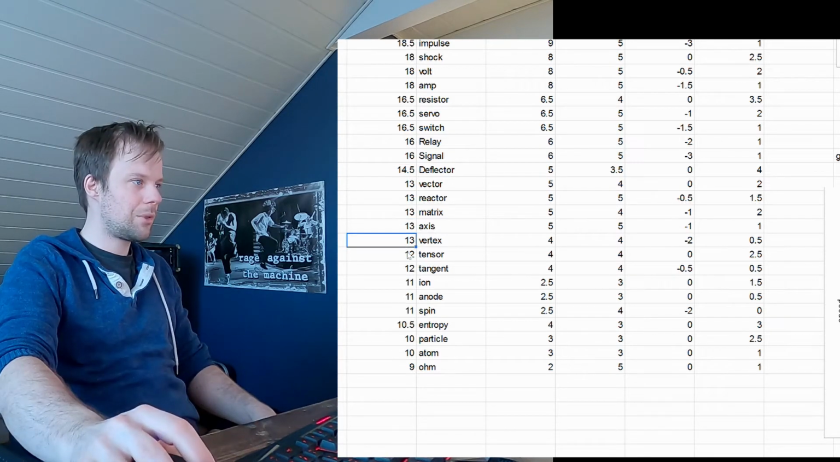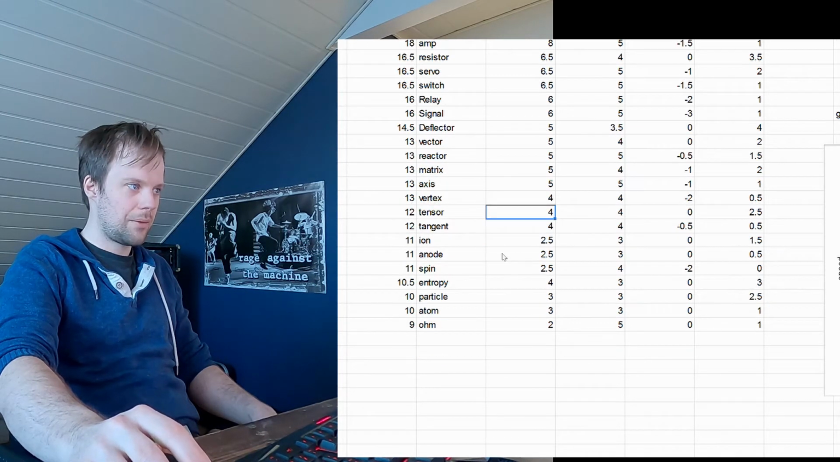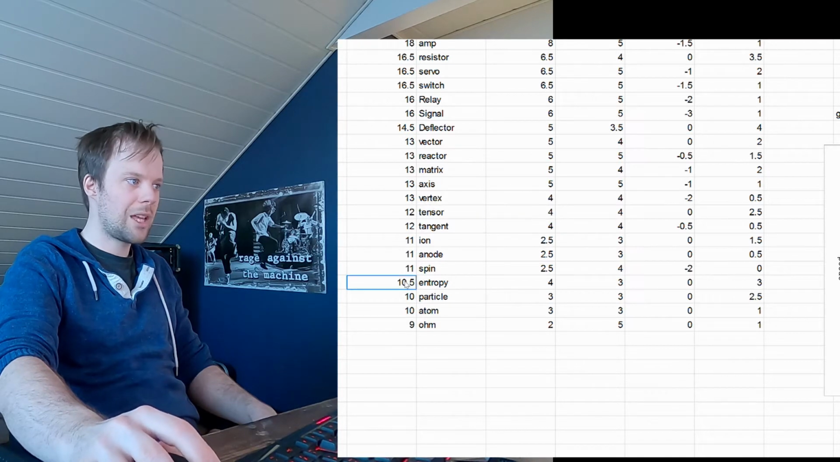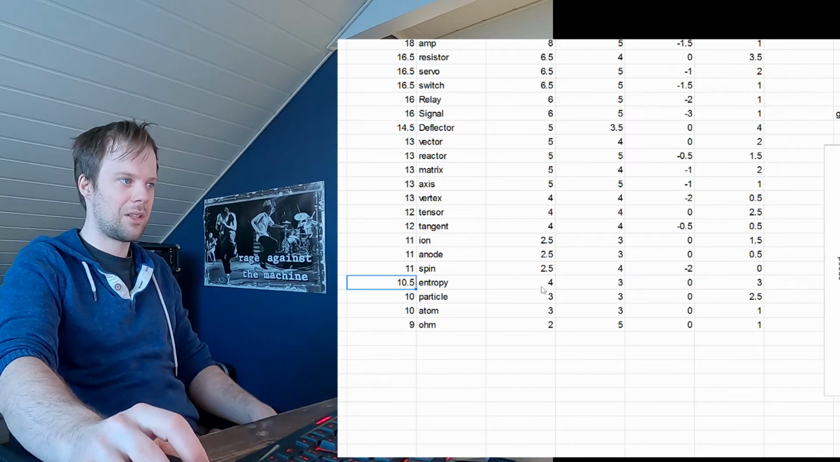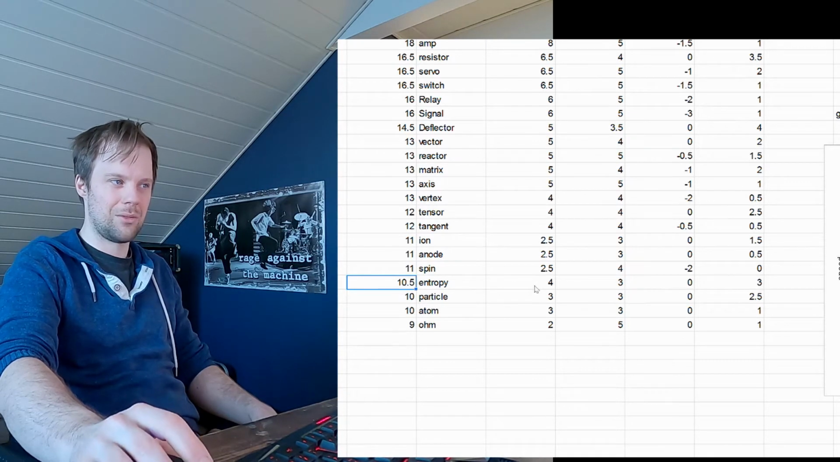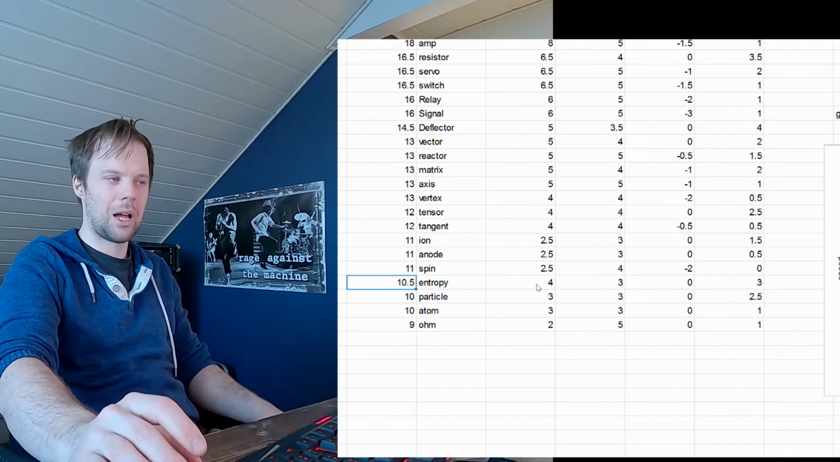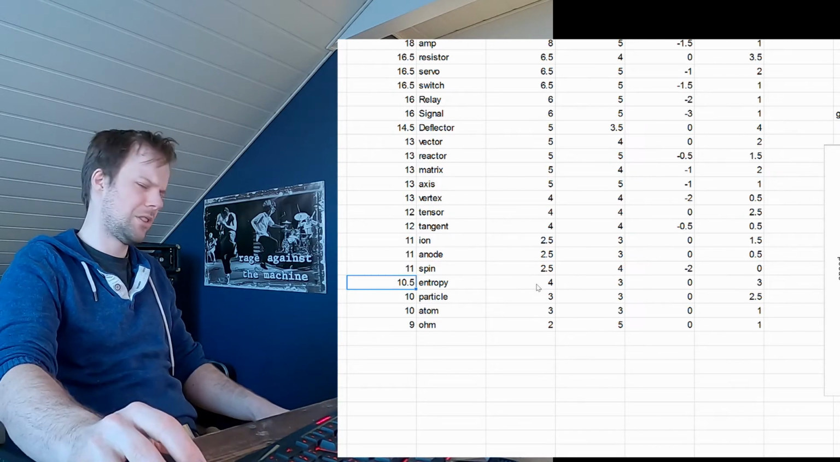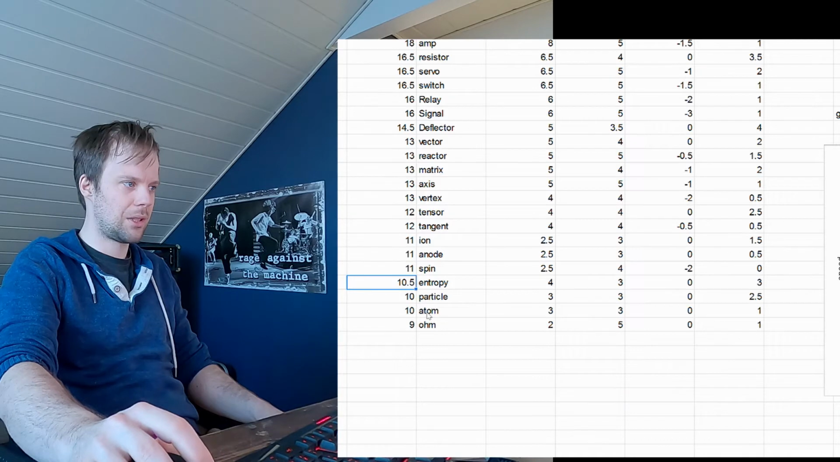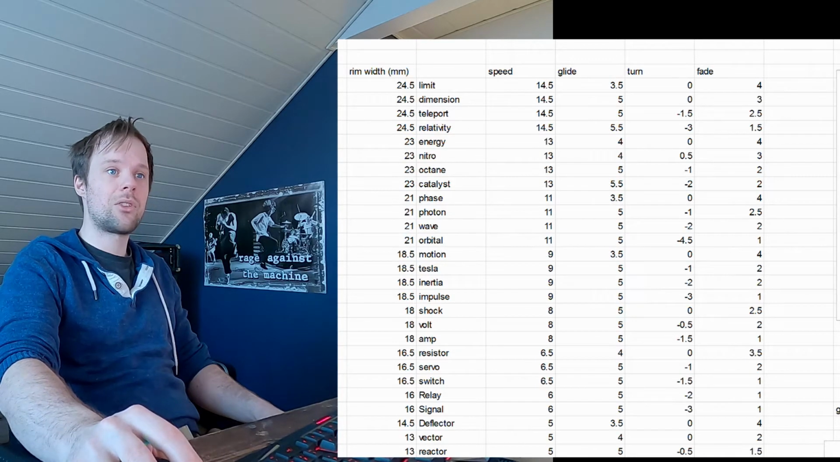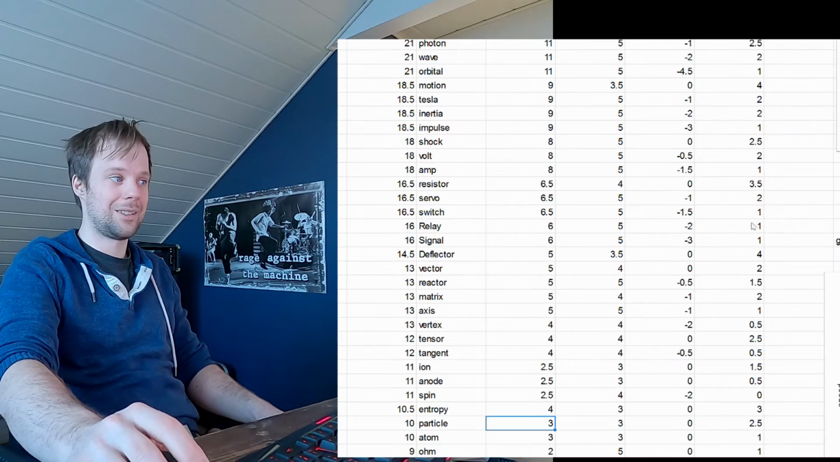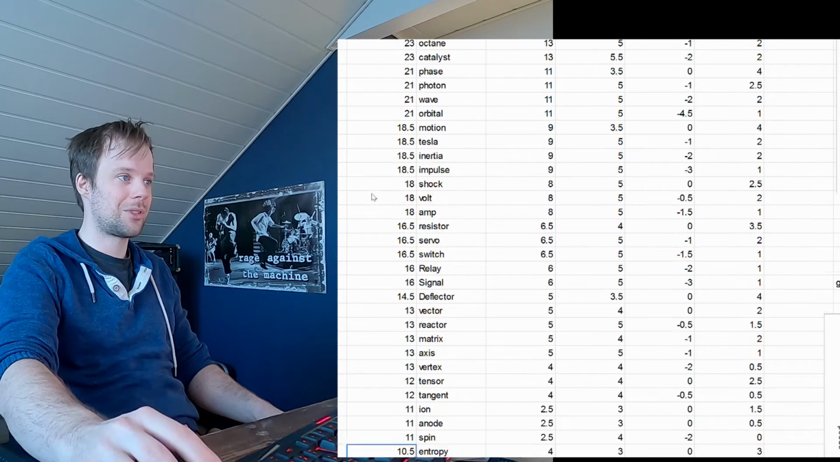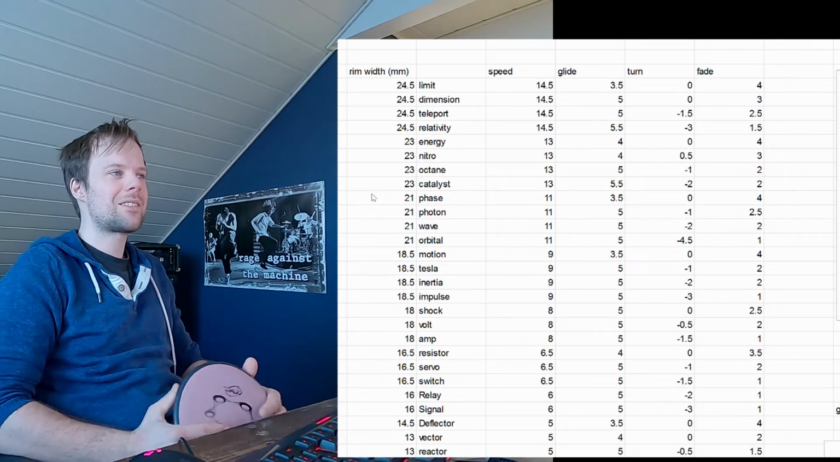Do we have any other examples? Yes, we do. We have the Vertex, and then we have Entropy, which is really weird because it's a 10.5 millimeter rim width, but it's speed 4 to throw it. So I guess it's really overstable. Is it a mid-range or putter? I don't really know.